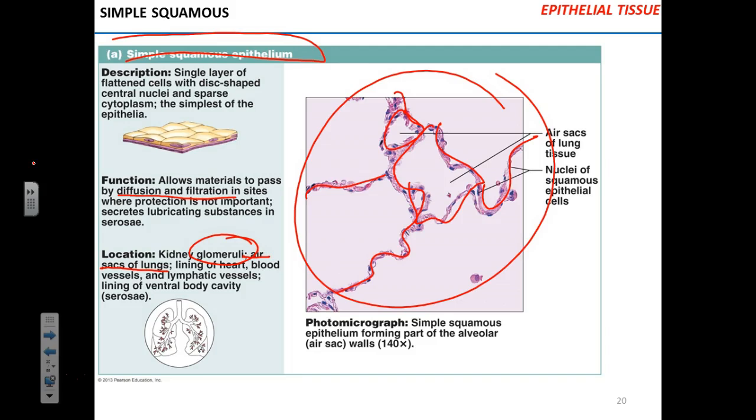To give you an idea how much your kidneys filter a day, they filter 120 liters of fluid. If that doesn't ring a bell, this is more than 30 gallons, like 35 gallons of fluid filtered by your kidneys every day. That's a lot. And that happens through the simple squamous epithelium in the glomeruli in the kidneys. Does that make sense? So simple squamous: filtration, transport, diffusion, anything that involves movement of things. Yes?